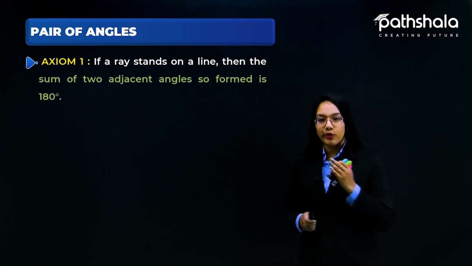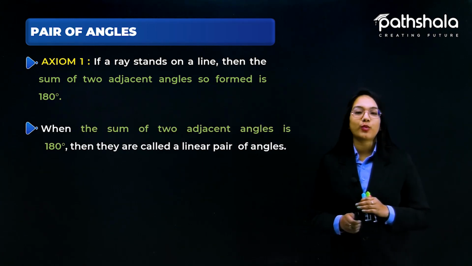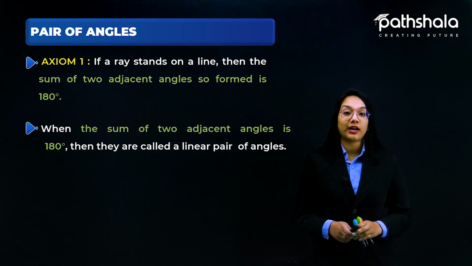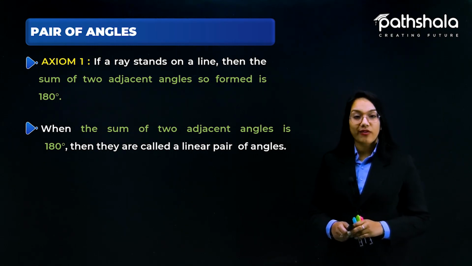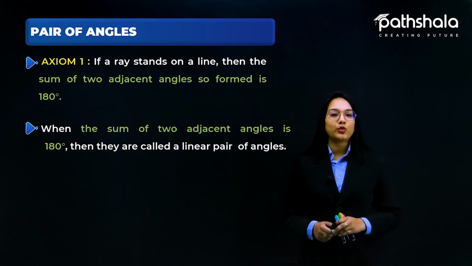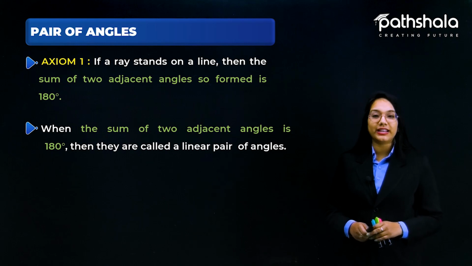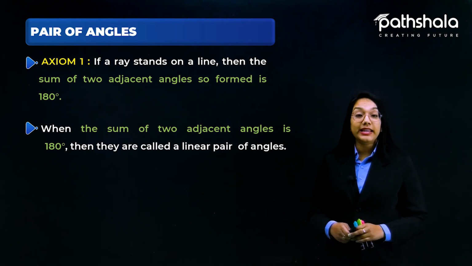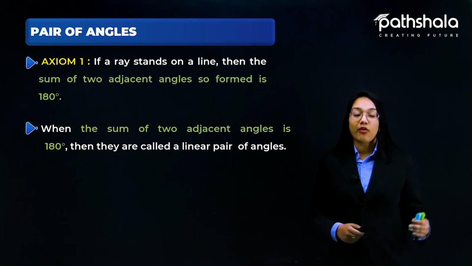So keeping in view this axiom, we can say that when the sum of the two adjacent angles is 180 degrees, then they are called a linear pair of angles. So remember this concept, that whenever the sum of two adjacent angles is 180 degrees, those angles are called the linear pair of angles.